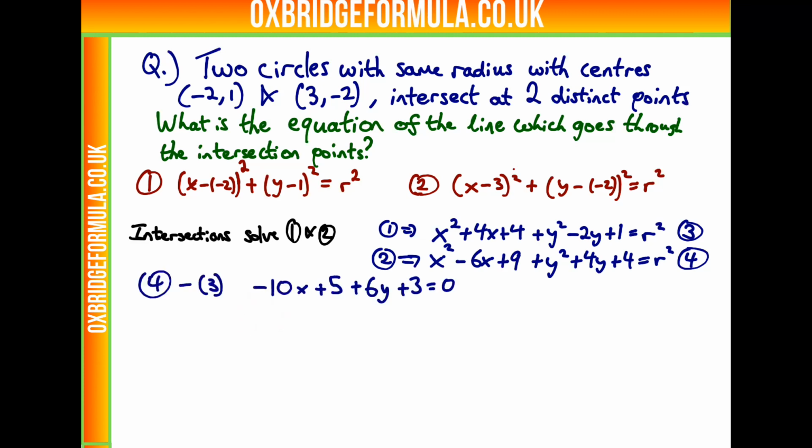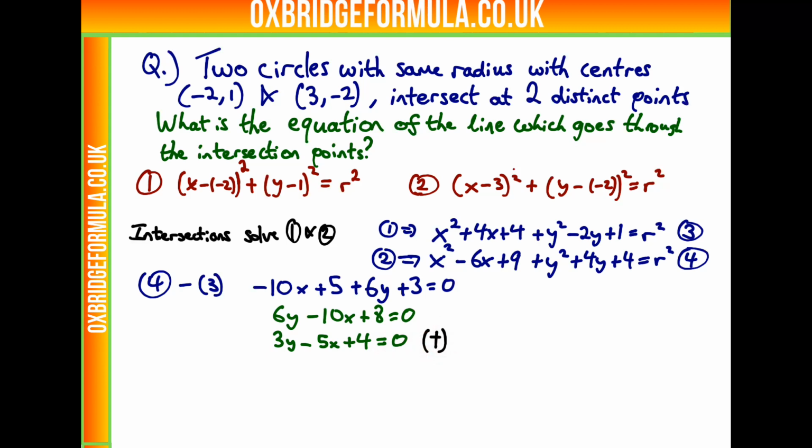That gives us exactly minus 10x plus 5 plus 6y plus 3, and it's all equal to 0. Simplifying this down gives us 6y minus 10x plus 8 equals 0, and dividing through by 2 again gives us 3y minus 5x plus 4 is equal to 0. I'll call this equation dagger.